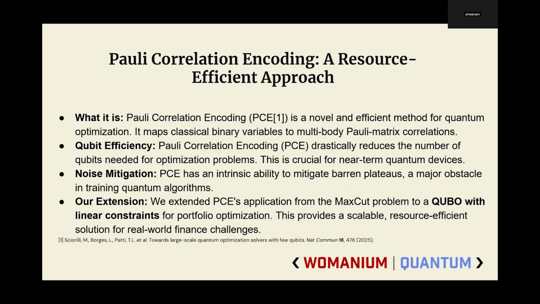Our key innovation is using a method called Pauli correlation encoding, or PCE. The PCE maps classical variables to multi-qubit Pauli matrix correlations, which dramatically reduces the number of qubits needed for the problem. This is a game changer for today's noisy, resource-limited quantum computers. PCE also helps mitigate barren plateaus, a major hurdle in training quantum algorithms. We extended this technique, which was previously used for max-cut problems, to QUBO with linear constraints for portfolio optimization. This provides a scalable and efficient solution for real financial challenges.